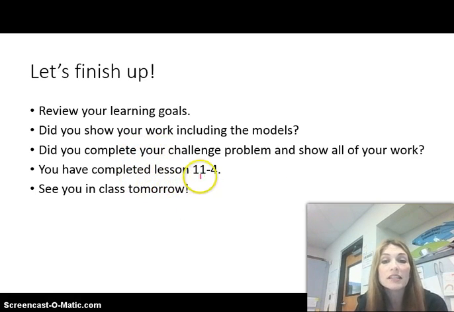You've now completed lesson 11-4. If you need more practice, you can always go to your textbook. If you want to have some more practice working with models, there are some examples in there also. Good job, and we'll see you in class tomorrow.